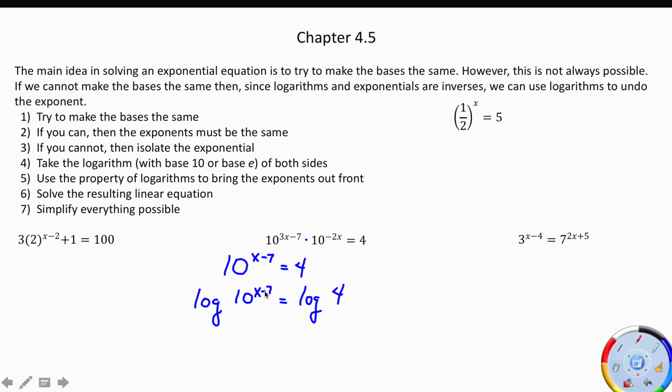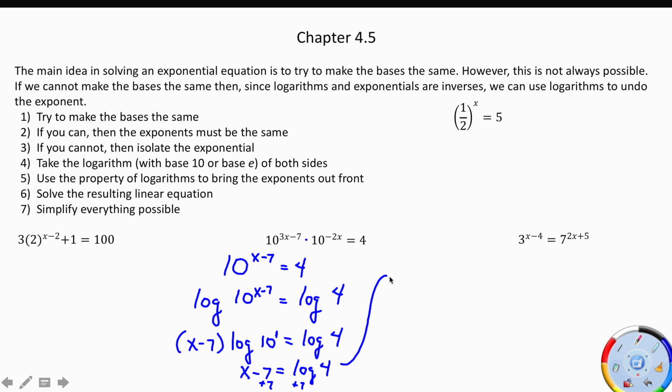Because notice what happens. I have the property that lets me bring my exponent out to the front. But log of 10, if the bases are the same, the exponents are the same. That's just 1. So now this problem completely simplified to just x minus 7 equals log 4. And all I have to do is add 7 to both sides to get my x all by itself.